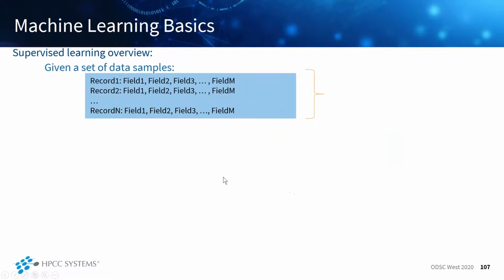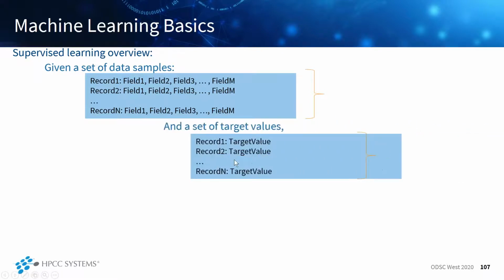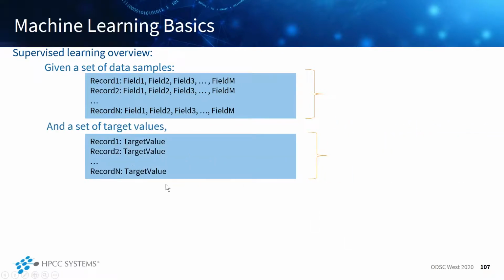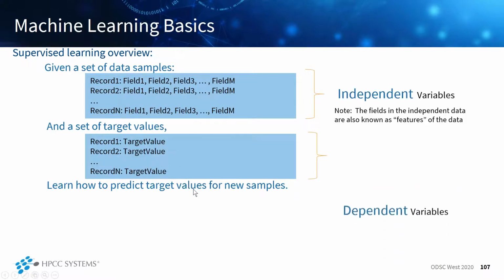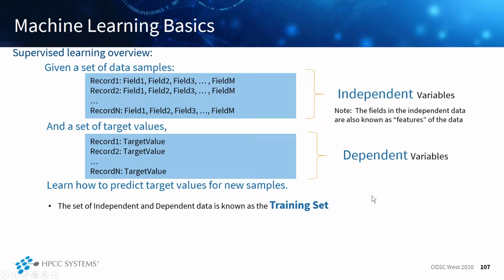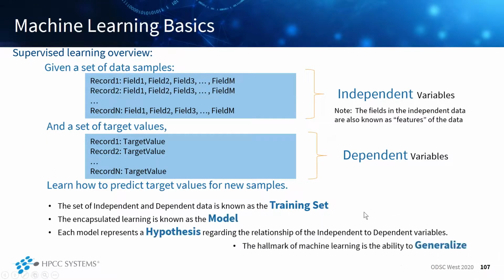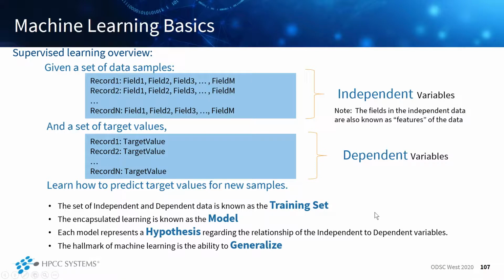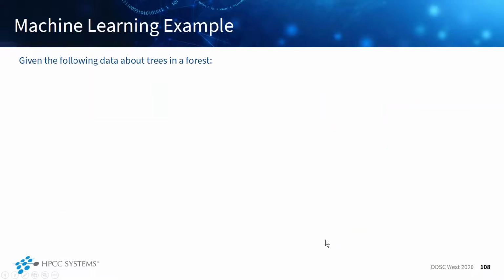For example, in ECL, we have record structures with fields, and we have another record structure with a target field. The fields that we use to predict the target field are called independent variables. The target value is called a dependent variable. And so both sets combined together, we call that the training set. The encapsulated learning that we use around it is called the model. Each model has a hypothesis regarding the relationship of the independent to the dependent variables. And again, the machine learning's ability to generalize is its hallmark.